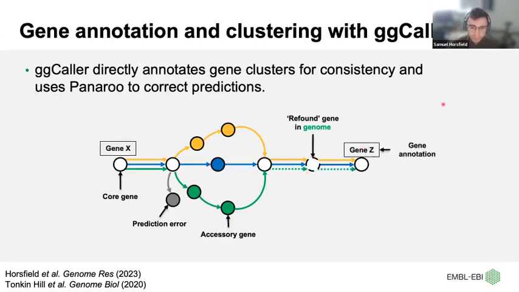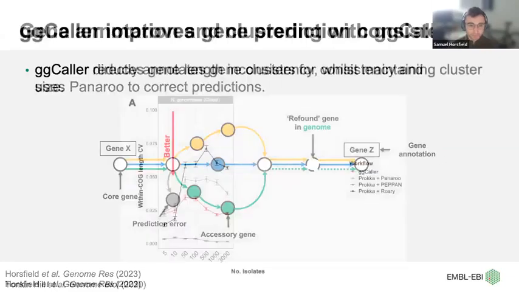And also, ggcaller directly annotates clusters with functional information, so saying what the function of a gene actually is, rather than just spitting out the sequence of the gene. And by annotating in this way, it ensures that all genes in a given cluster are annotated consistently again. So we don't have 2 related genes being functionally annotated as different things.